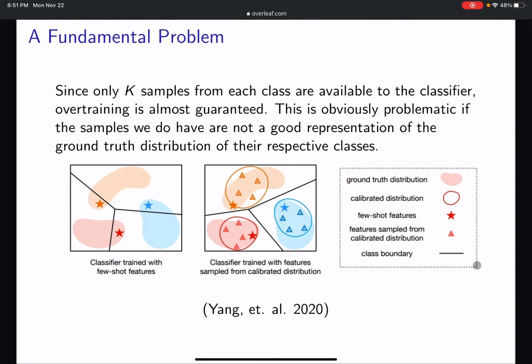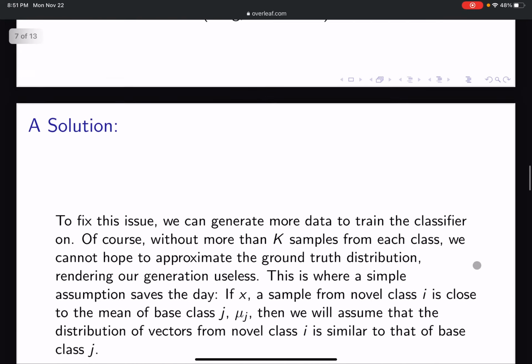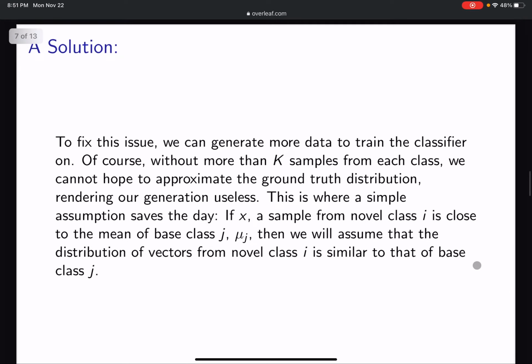Since only k samples from each class are available to the classifier, overtraining is almost guaranteed. This is obviously problematic if the samples we have are not a good representation of the ground truth distribution of their respective classes, as you can see below from this illustration of Yang et al. To fix this issue, we can generate more data.